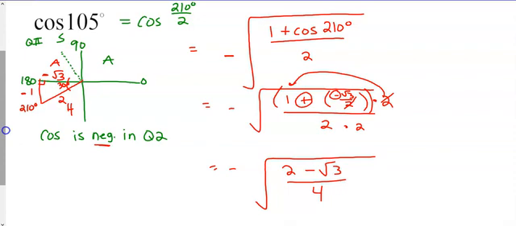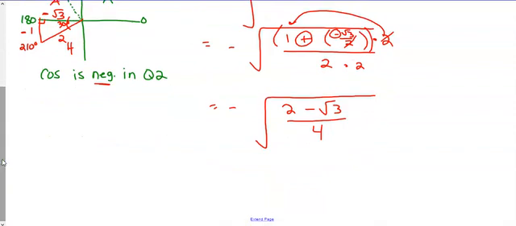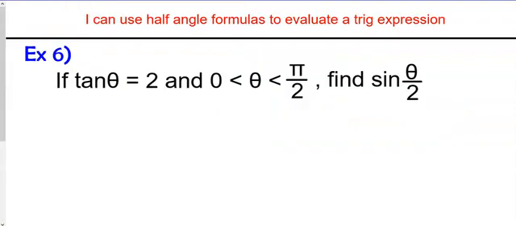That's fine. You can leave your answer like that, or you can realize that the square root of 4, the denominator, is actually just 2. So you could write this answer with your square root on the top: the square root of 2 minus root 3 on the top, over the square root of 4, which is 2. Either one of those would be fine. Totally acceptable answers there. All right.